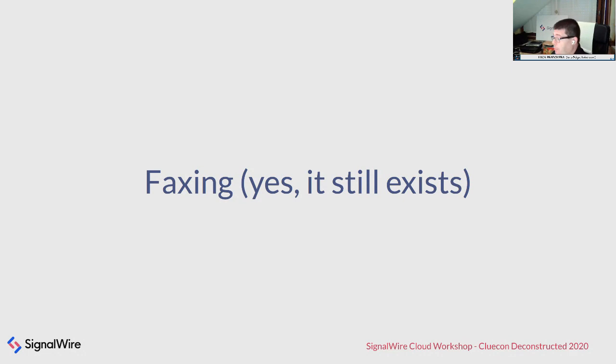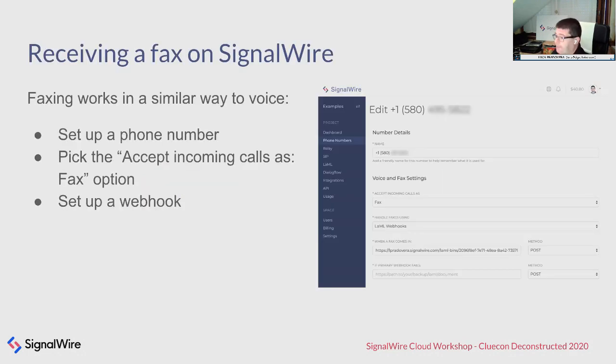Receiving a fax on SignalWire is simple. Pick the accept incoming calls as fax option and set up a webhook. Sometimes you can get it wrong here if you don't pay attention, so make sure you choose accept incoming calls as faxes. It's possible using Relay, which is a more advanced topic that maybe we touch on briefly, to do both on the same number. This is accept voice and fax, if you're doing some detection.